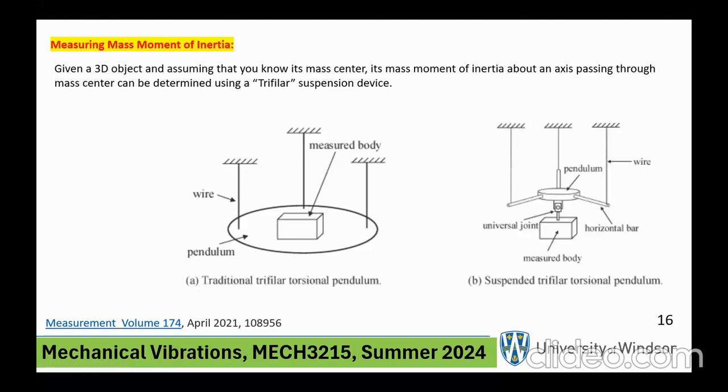Based on the response of this pendulum, and what do I mean by this pendulum? You twist this tray and let it go. It starts oscillating back and forth with a certain frequency. So, based on information that comes from that frequency or period, we're going to find the mass moment of inertia about the axis that passes through the mass center in the vertical direction.